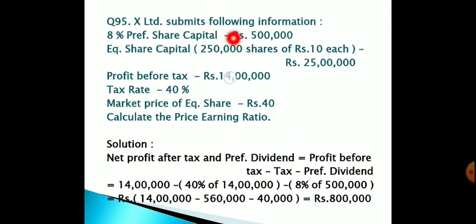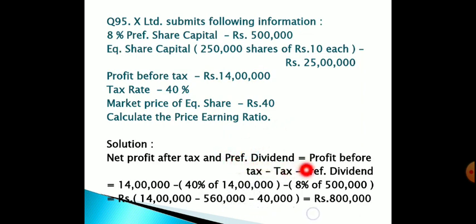Next, question number 95. X Limited submits the following information: 8% preference share capital, rupees 5 lakh; equity share capital, 2,50,000 shares of rupees 10 each, which is 25 lakh; profit before tax, rupees 14 lakh; tax rate 40%; market price of equity share is rupees 40. Calculate the price earning ratio.